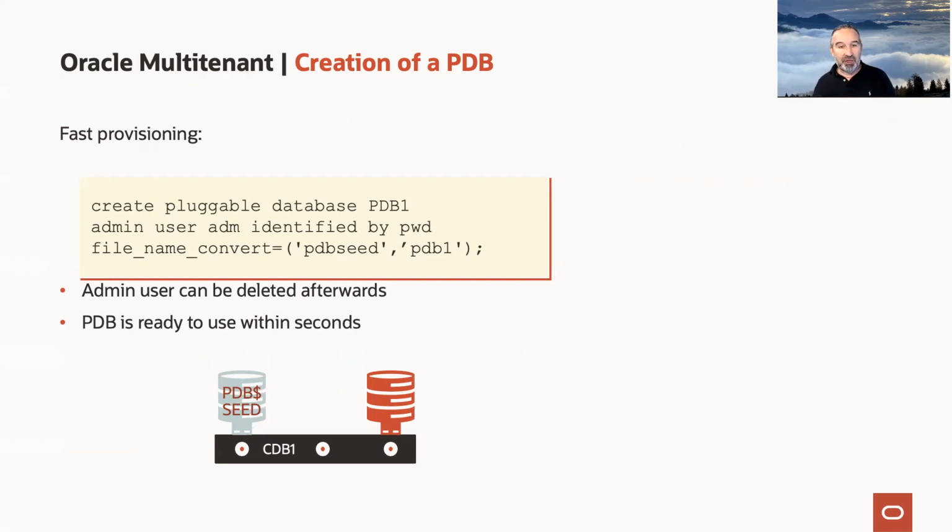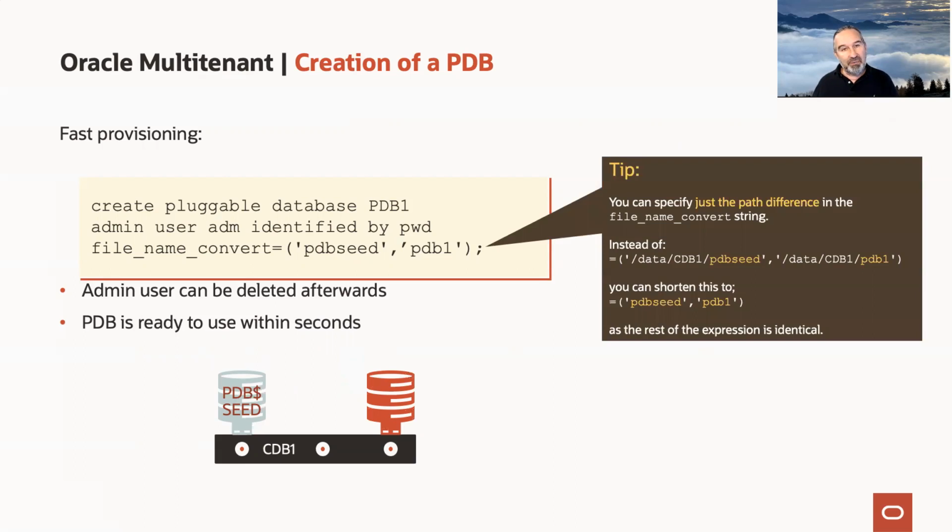And then file name convert. I convert only the pattern, which is different here because both sit in the same tree in my home directory. There's a tip. You don't need to specify the entire convert path like /data, /cdb1, /pdbseed, only the difference in the same pattern matching algorithm needs to be specified, and this works as well. The cool thing here is this PDB is almost ready to use. So once you start it up, it's there. You can fill it with data, no scripts to be run.